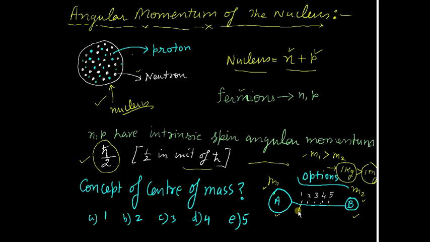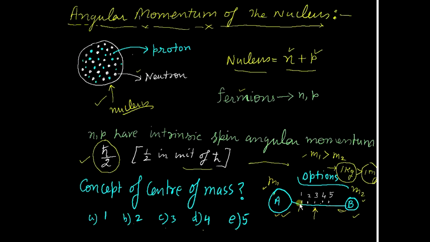Will the center of mass be towards the heavy object, towards the lighter object, or at the center of these two objects? Where will the center of mass be? So there are 5 options: A, B, C, D, E, right? Let me know where the center of mass will be for this particular system.